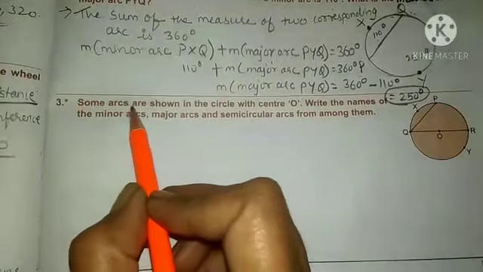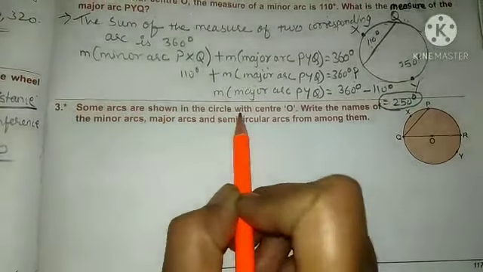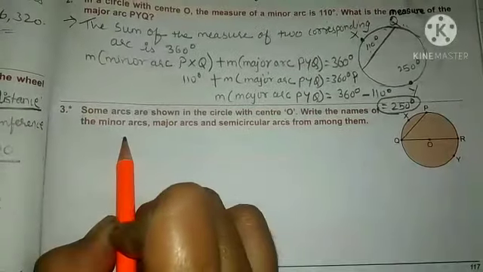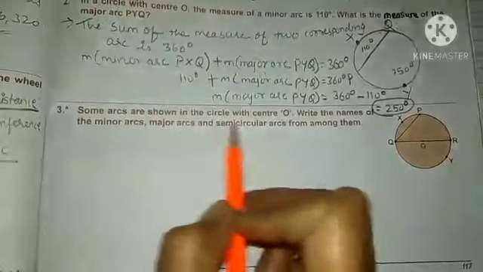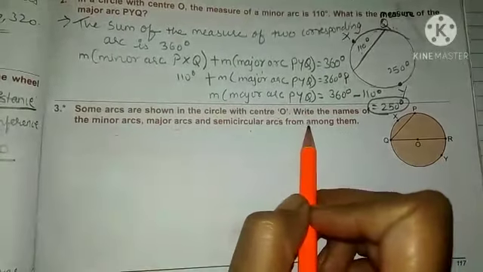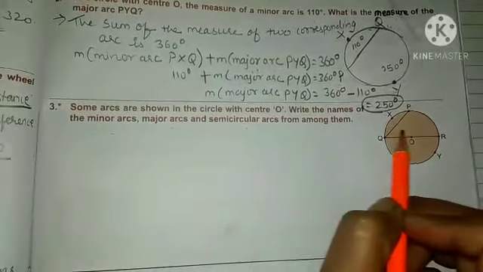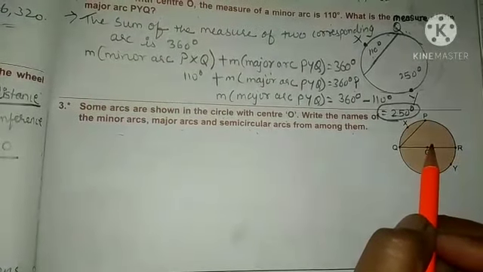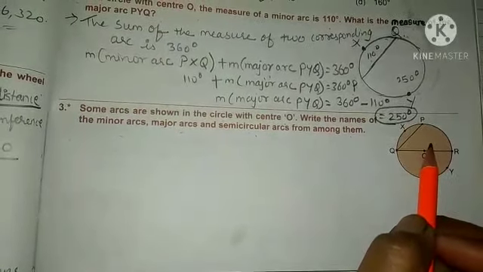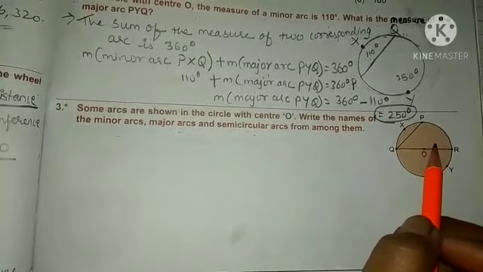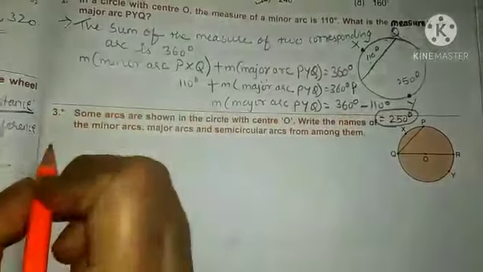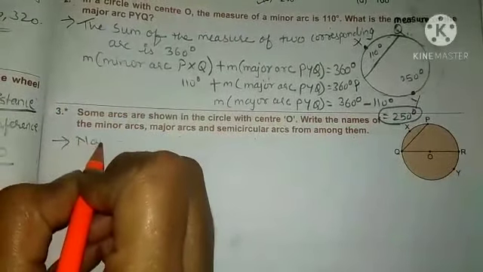Students, third question. Some arcs are shown in the circle with center O. Write the names of the minor arcs, major arcs and semicircular arcs from among them. Now the figure is given. With the help of this figure, we have to write down the names of the minor arc, major arc and semicircular arc. Clear? So first of all we will write down the names of the minor arcs.